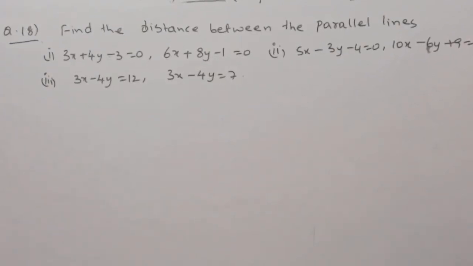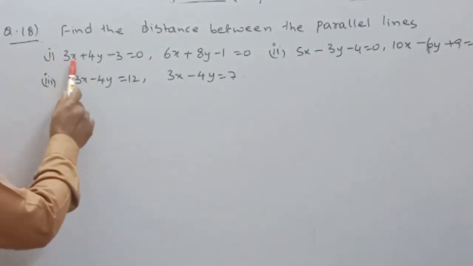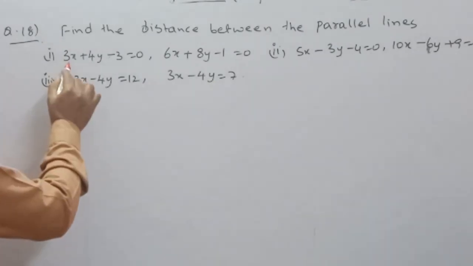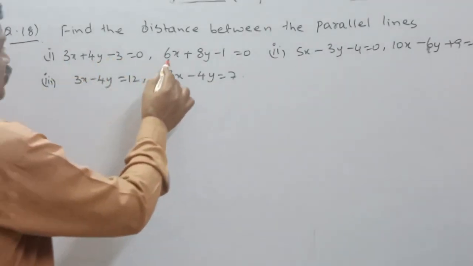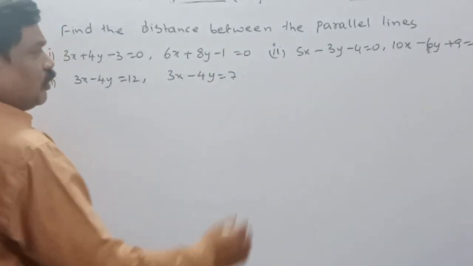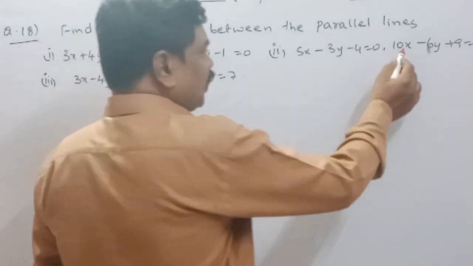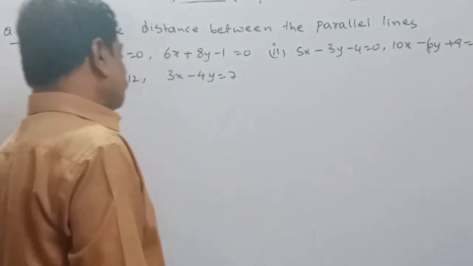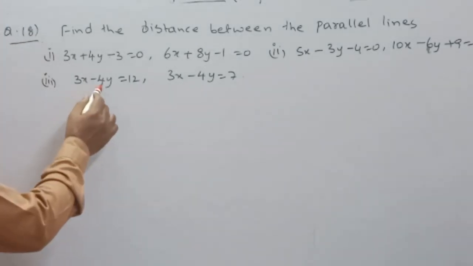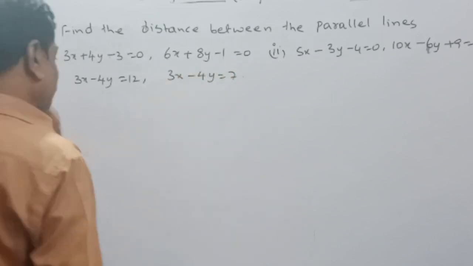Dear viewers, we have one more problem from straight lines. Important, very short answer questions, 2 marks. Find the distance between the parallel lines. First problem, 3x - 4y - 3 = 0 and 6x + 8y - 1 = 0. And one more, 5x - 3y - 4 = 0 and 10x - 6y + 9 = 0. Third problem, 3x - 4y = 12 and 3x - 4y = 7.